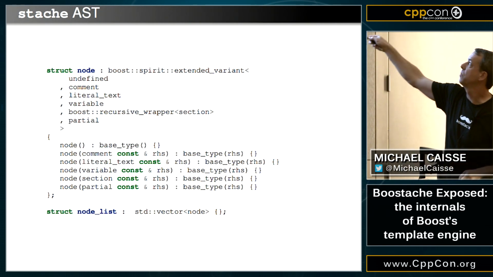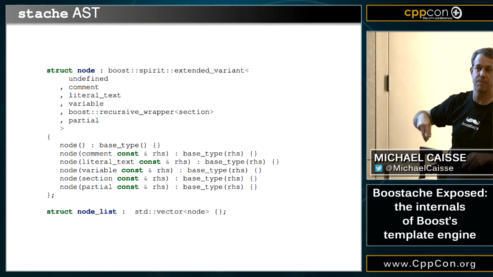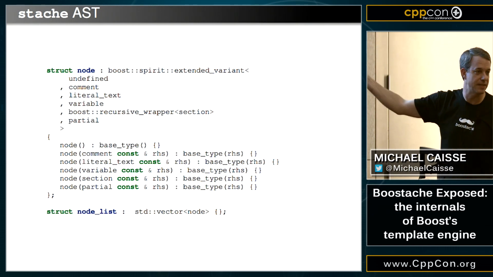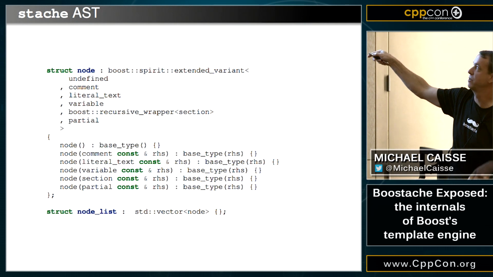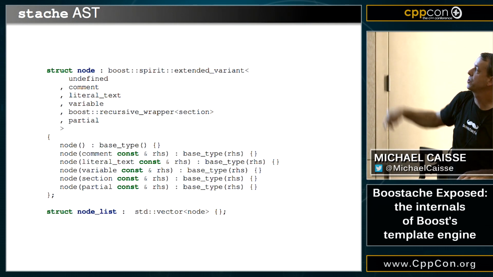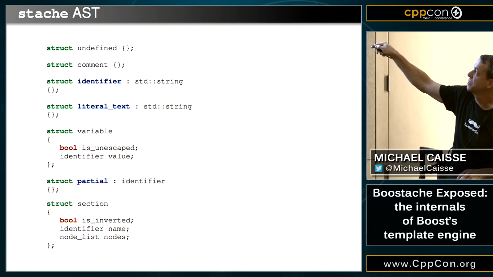OK, so let's look at what the AST looks like. So the AST, where you're going to use, again, this variant in order to describe things that could be one of many of these things. At the top level, this node is either undefined, or it's a comment, or a literal text, or a variable, or this recursive wrapper to a section, which is going to be full of nodes again, or it's a partial.